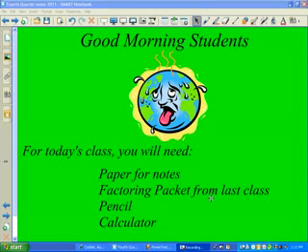Today, we're going to need some paper for some notes. Also, take out your factoring packet from last class. Unfortunately, I will not be able to put that onto the website, but it was just a lesson for people to fill in spots dealing with what two numbers multiplied together will give me one number, and those same two numbers added together will give me another number. So really just try to keep people on track with the multiplication and also the addition of numbers. And again, we're going to have a pencil and a calculator.